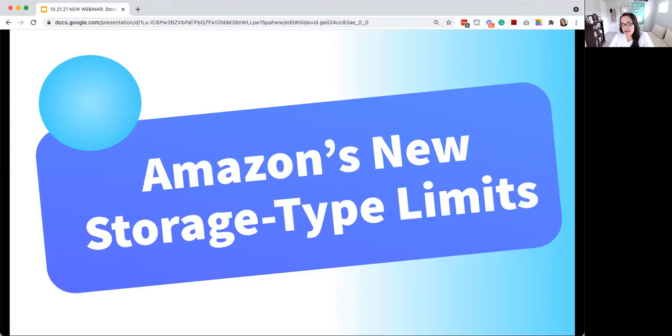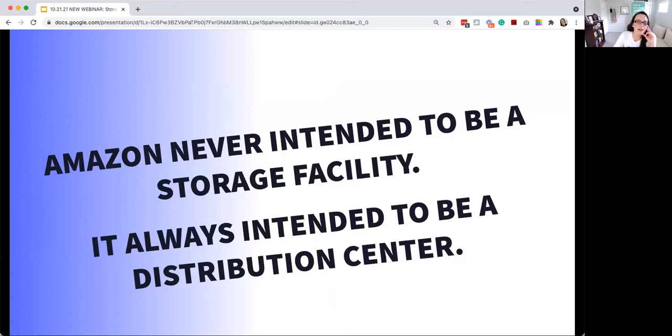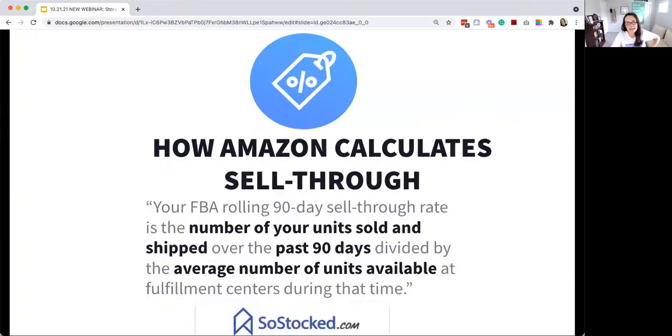So we're going to address restock limits first, because I think that any webinar that talks about this subject needs to address restock limits. So Amazon never intended to be a storage facility. It always intended to be a distribution center. They're trying to get back to their roots of being a distribution center. And for a distribution center, the most important thing is sell-through. Amazon's #1 inventory metric is sell-through. If their #1 metric is sell-through, it's important to understand what does sell-through actually mean to Amazon.